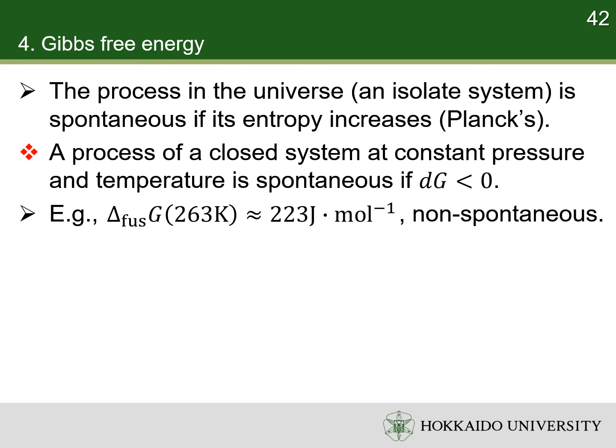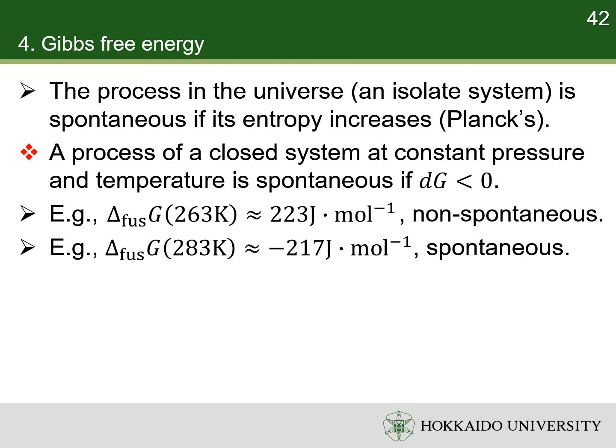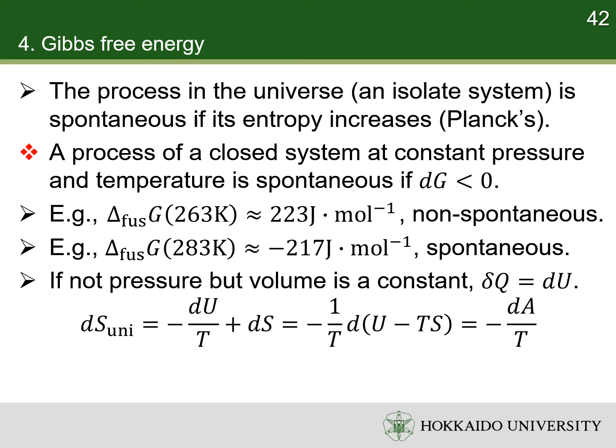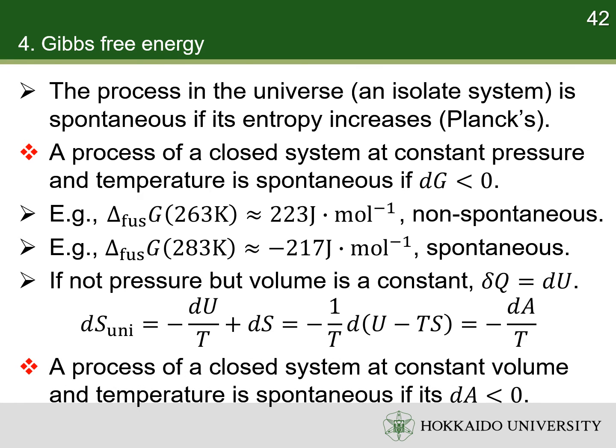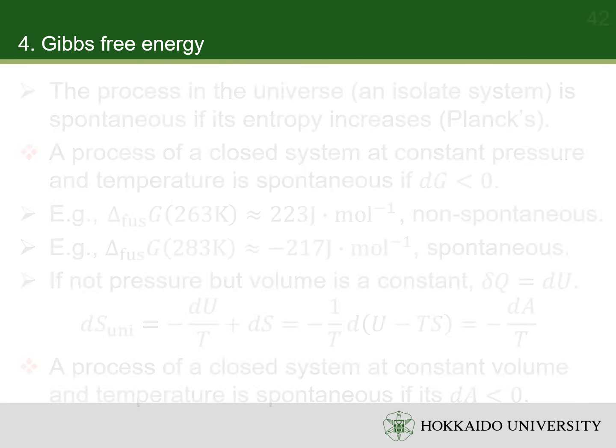For example, at 263 Kelvin, the Gibbs free energy of fusion of water is positive. So, the melting of ice at 263 Kelvin is non-spontaneous. At 283 Kelvin, the Gibbs free energy of fusion of water is negative. So, the melting of ice at 283 Kelvin is spontaneous. We can easily reach a similar conclusion. A process at constant temperature and volume of a closed system is spontaneous if its Helmholtz free energy decreases.